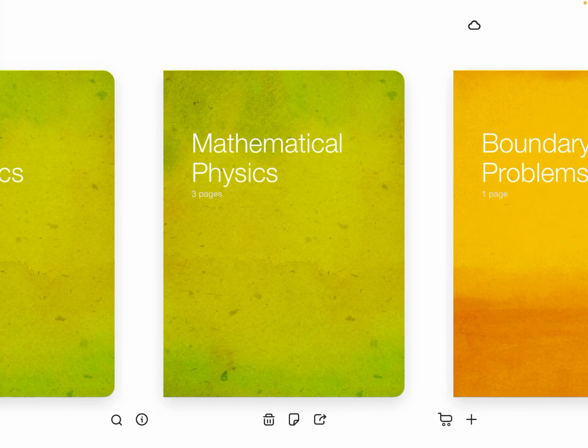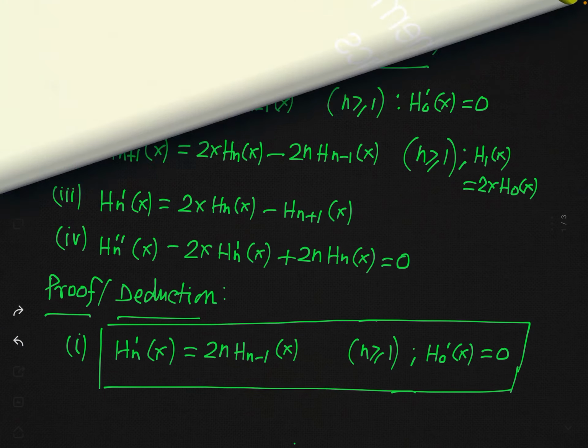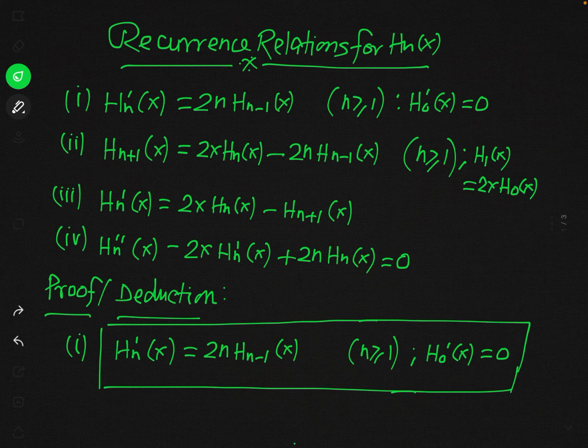In earlier lectures, we have seen the solution of Hermite differential equation, Hermite polynomials, and particularly the properties of Hermite polynomials like orthogonality of Hermite polynomials, Rodrigues' formula for Hermite polynomials. Now, after these discussions, we are at a stage where we will discuss the recurrence relations followed by Hermite polynomials of order n, that is Hn of x.